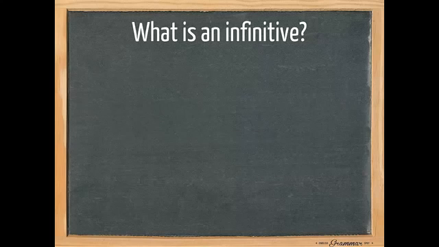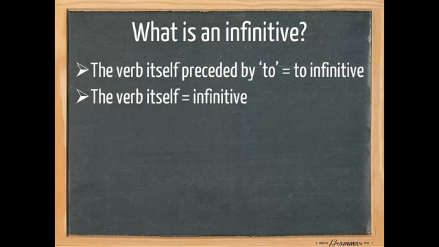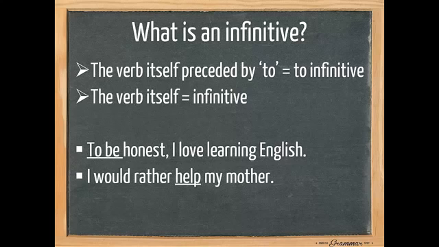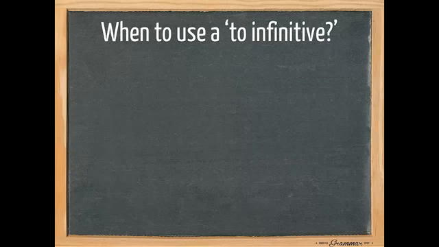Now, what is an infinitive? The verb itself is an infinitive, and it can be preceded by to, so here we call it then a to-infinitive, or simply the verb itself, and that is the general infinitive. For example, to be honest, I love learning English, so to be is the to-infinitive. I would rather help my mother, here help is the infinitive. Go and check if I've left the oven on. Go and check are both infinitives.